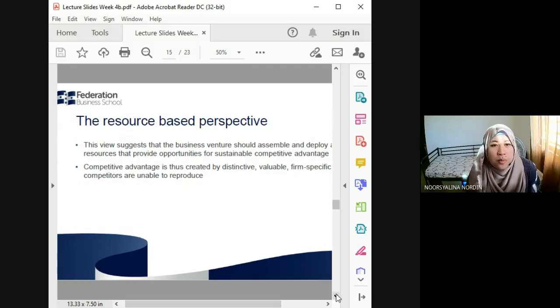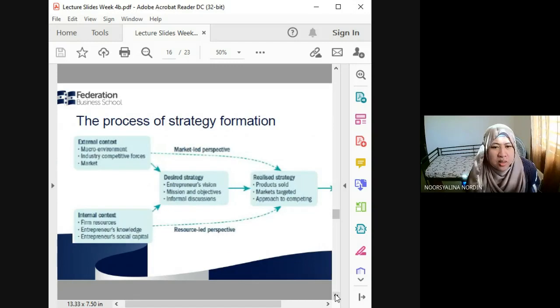Okay, and then we're moving through the process of the strategy formation. Actually, it's been repeated from the previous slide, right? They have external context in here and then internal context. We have macro, which is past vessel, industry competitive forces and the market, and then we have the firm resources, how the firm is able to actually facilitate entrepreneur's knowledge and also entrepreneur's social capital. This is very important in terms of financial support.